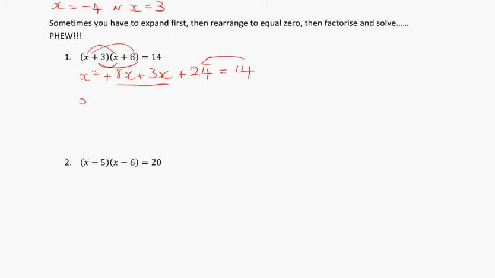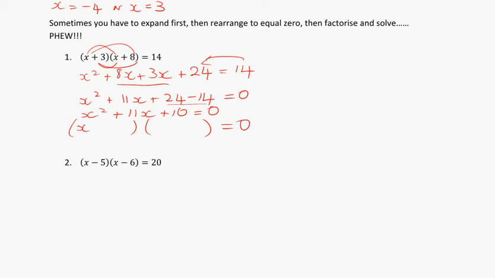Now I'm going to bring this one over and I'm going to simplify that all at the same time. X squared plus 11x plus 24 minus 14 is equal to 0. I'm getting there. X squared plus 11x plus 10, because I can simplify those numbers, equals 0. I am now ready to factorize it again, and I notice the signs are plus, so they're going to be plus in the brackets, and 10 and 1 make 11, and my two solutions are x equals negative 10 or x is equal to negative 1.